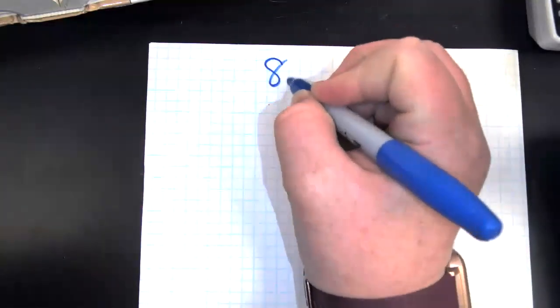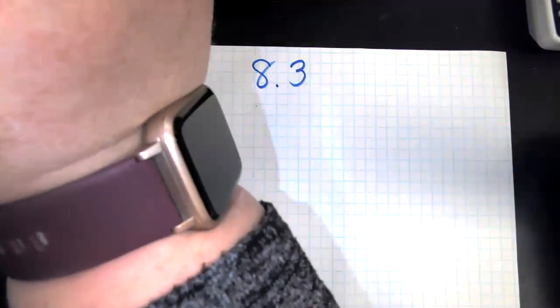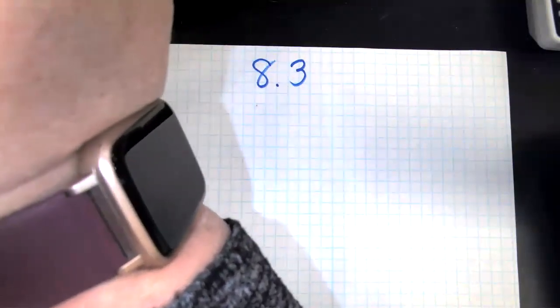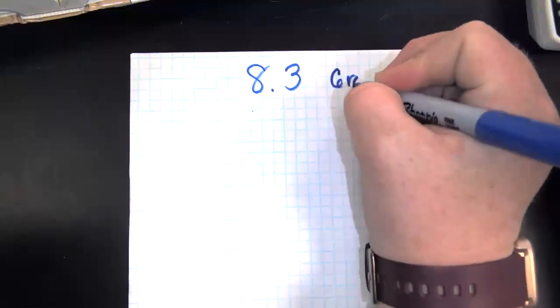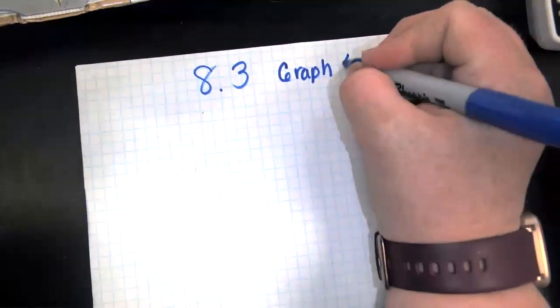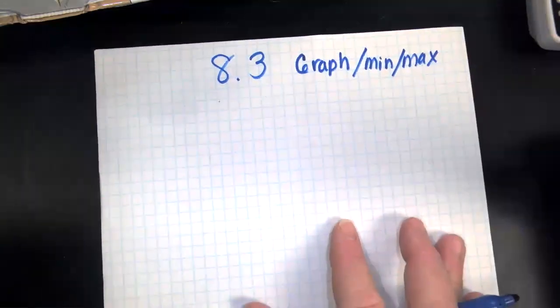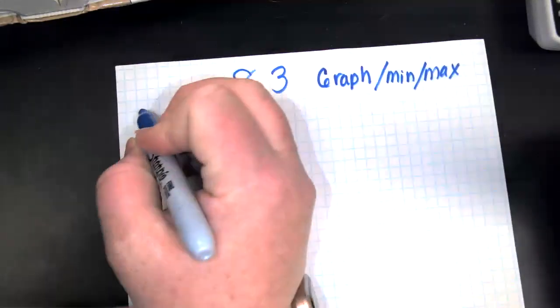Okay, here we are for 8.3. And 8.3 is we want to be able to graph quadratic functions, okay? And we want to look at minimums and maximums, okay? So one of the things that we're going to work on is this formula.